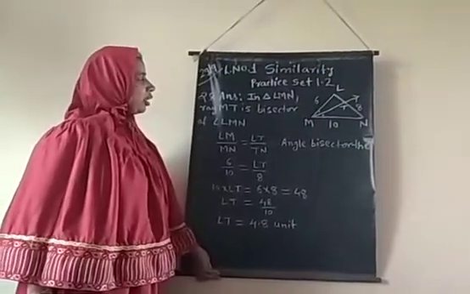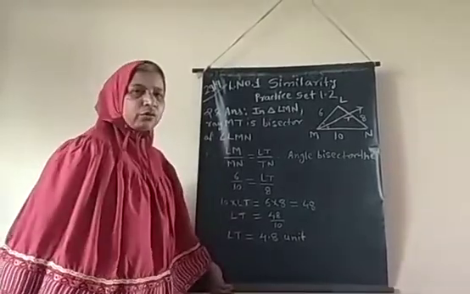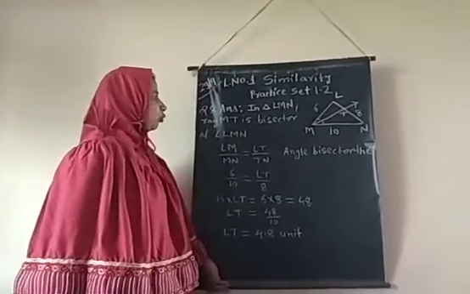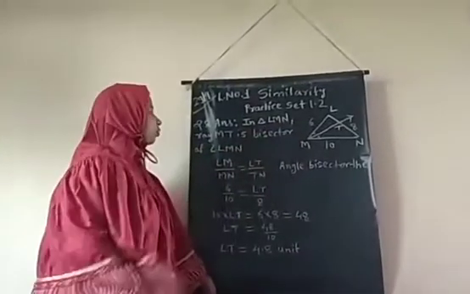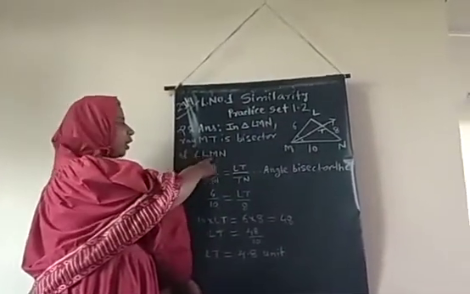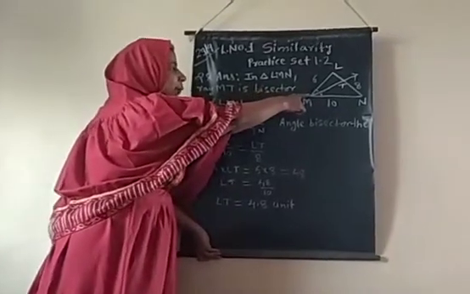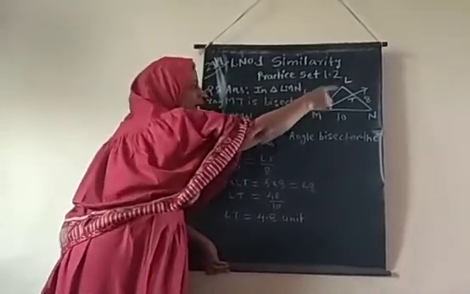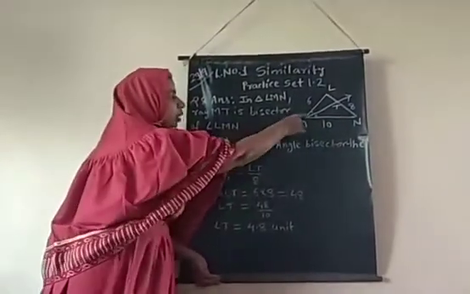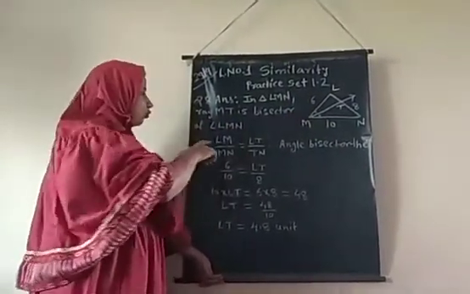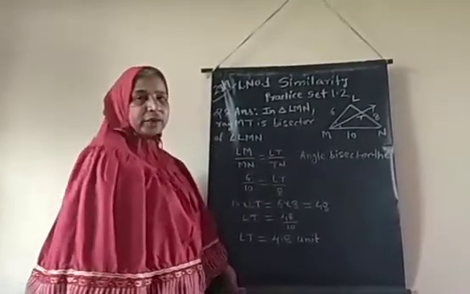1.2, we already started and completed till question number 7. Now question number 8. In triangle LMN, ray MT is the bisector of angle LMN, meaning the M angle is bisected. So the vertex is M, and the sides are LM and MN for this angle bisector. So we are using the angle bisector theorem to find the length of LT.